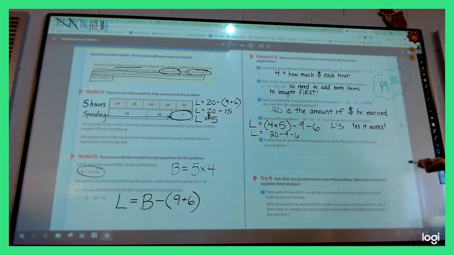All right, 6. Explain how it's possible for 2 equations to look different but still show the same problem. That's kind of what we've been explaining. I won't make you write this one either. If Josiah, you want to explain it for us? So basically, it is the same question, but just bigger.